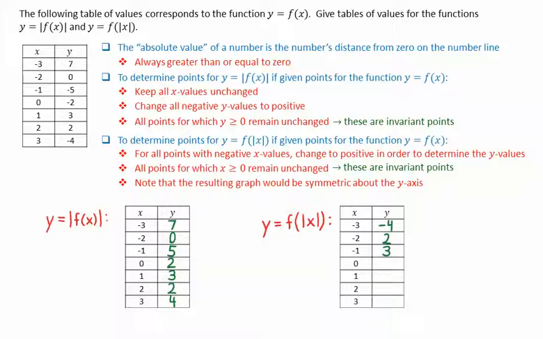All of the other points will be invariant, so they will have the same y value corresponding to these x values as the original function. If x is 0, y is negative 2. If x is 1, y is 3. If x is 2, y is 2. And if x is 3, y is negative 4.